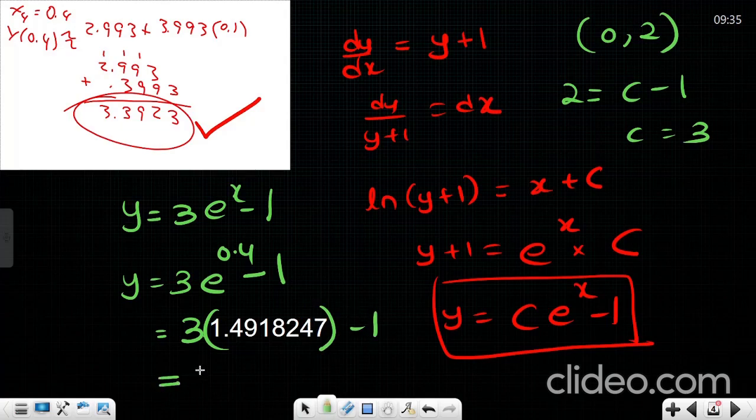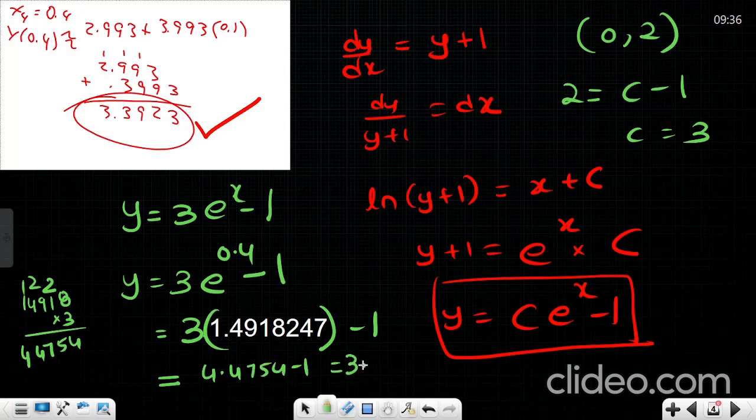So if you calculate this, we will be getting something like, okay, into 3 na. So 1.4918, I'm taking 4 or 5 digits, into 3. So we will be getting 4.4754 minus 1, nothing but you will be getting 3.4754. This is the actual value through integration, and this is through Euler approximation. Not much big difference. So this is how Euler approximation method works.